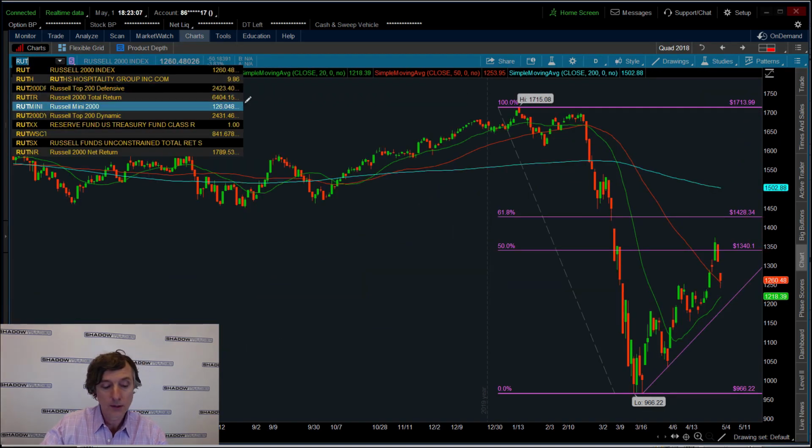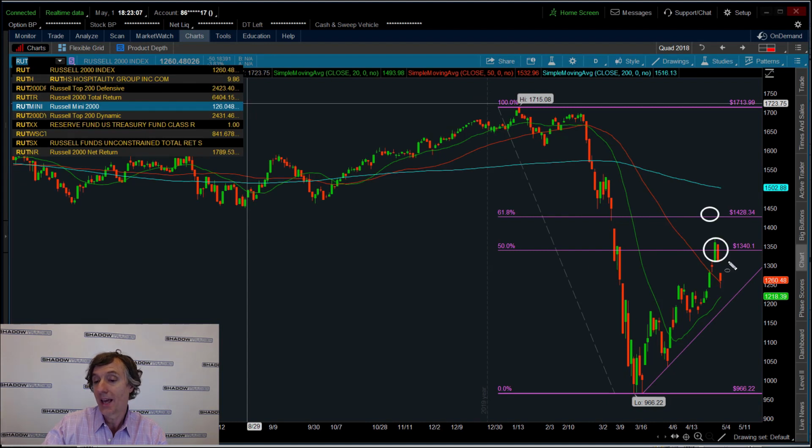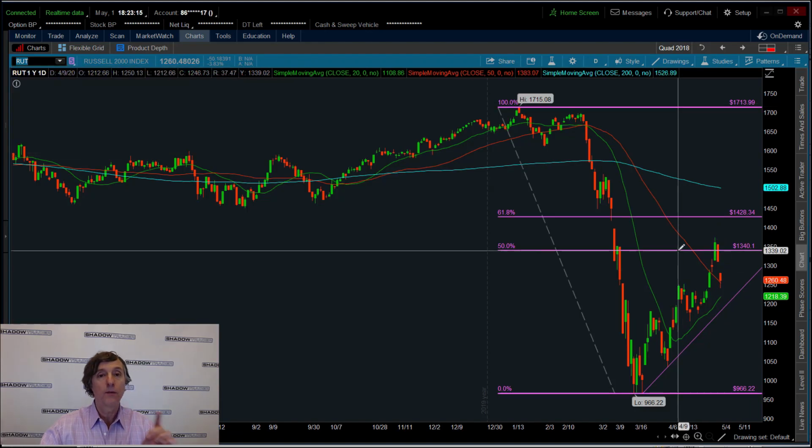Last but not least, the Russell. The Russell was not able to get up to its 61.8. It only found resistance at its 50, and then since then has fallen back. So you see, that's the first part of our analysis here: look at where the major averages are in relation to the fibs, and we can see clearly that there is a lot of divergence.